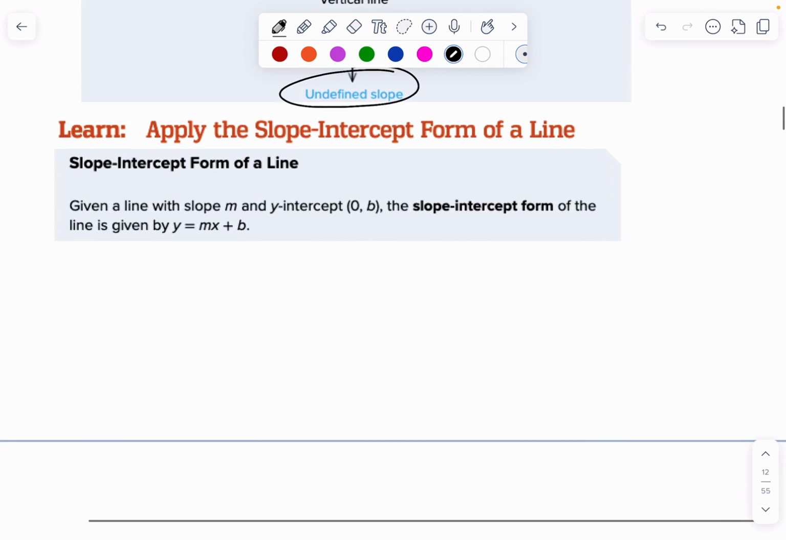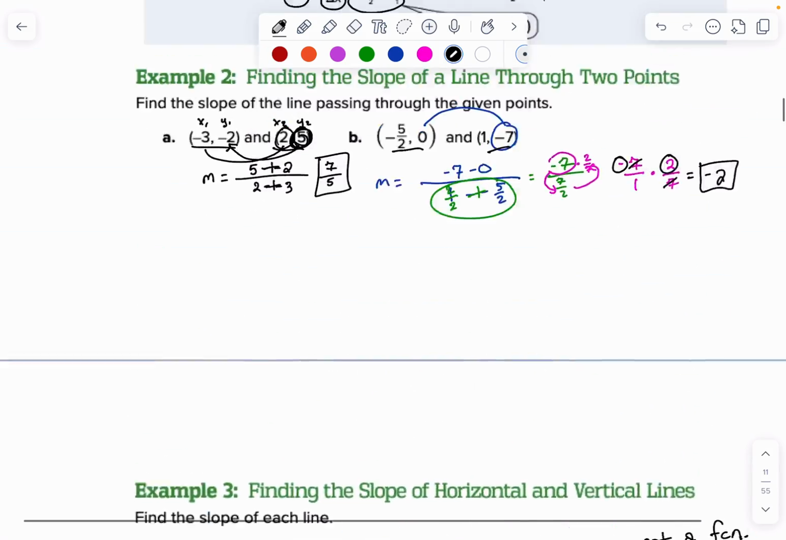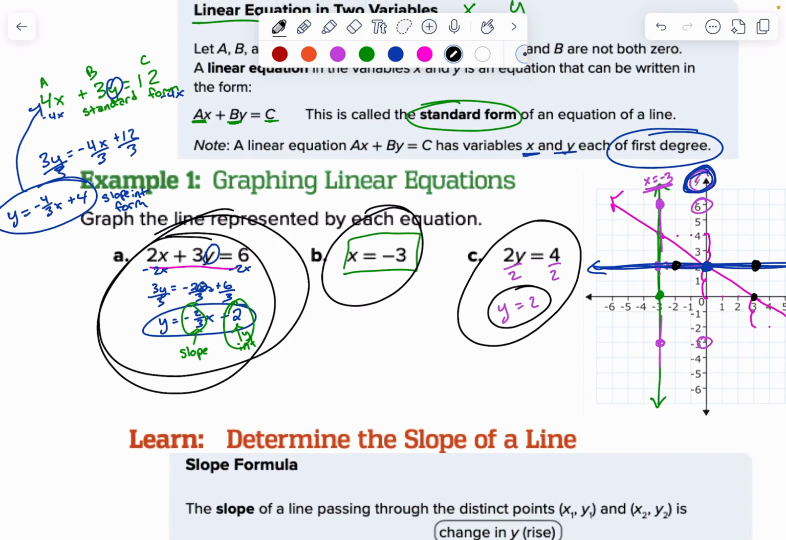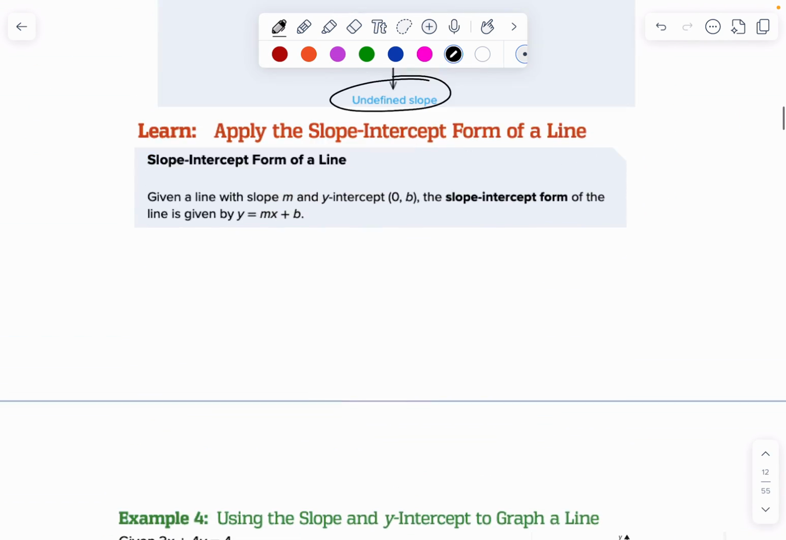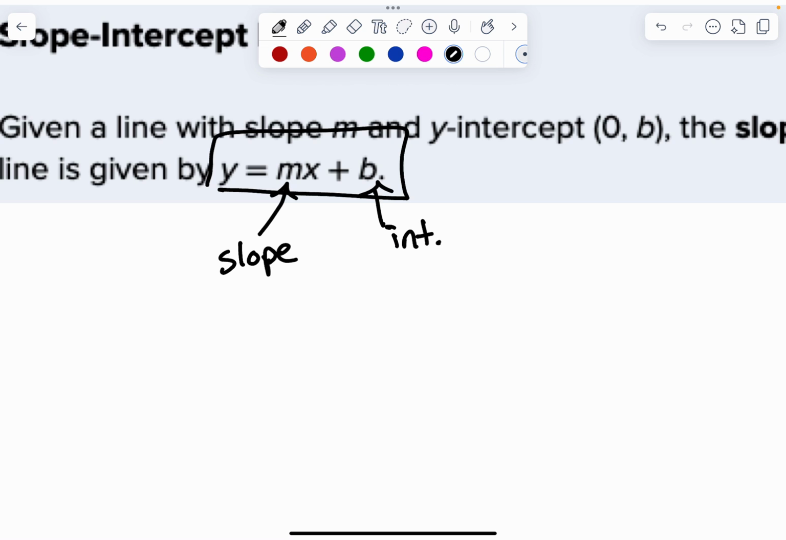Okay, all right, applying the slope-intercept form of a line. I feel like I already introduced this to you back here, and I probably shouldn't have done that, but that's okay. Slope-intercept form is y equals mx plus b, right? M is the slope. Whoever came up with slope-intercept form was really original in their naming, because it's literally the slope-intercept form, super easy.